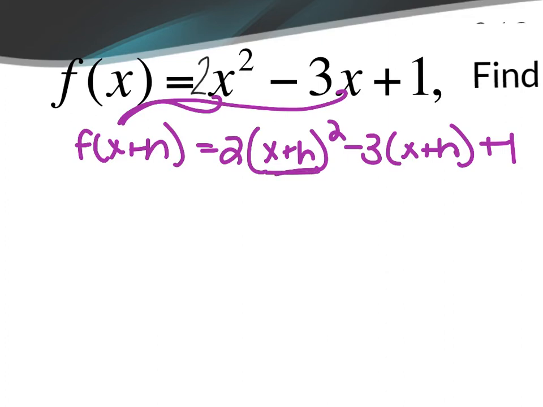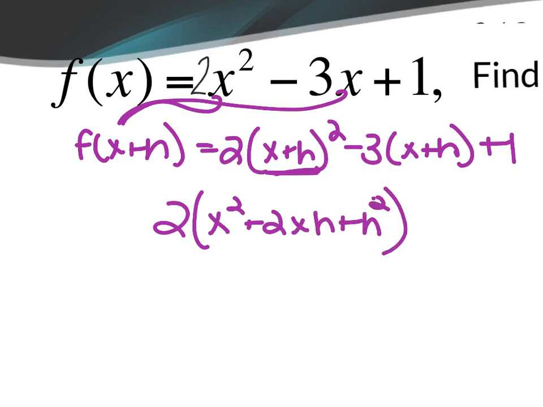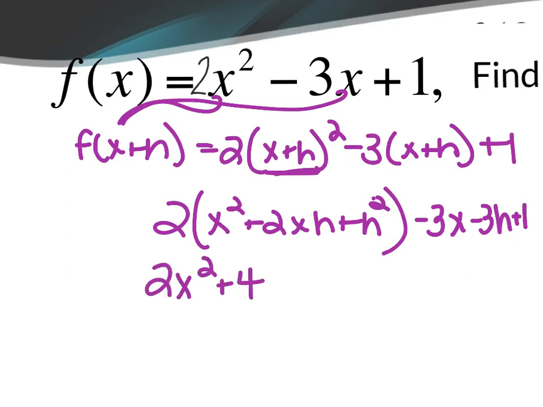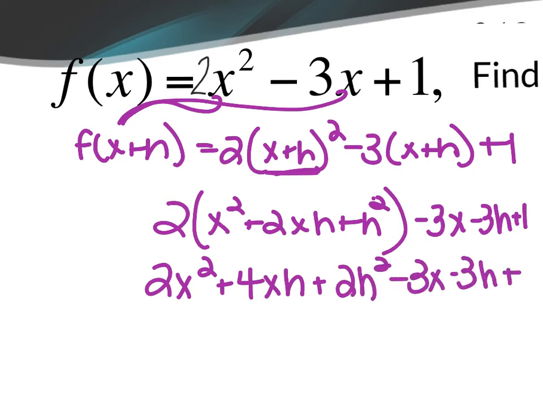We're going to do this part a lot. So if you want to memorize that, which is x squared plus 2xh plus h squared, it'll save you some time. Distribute the -3, so -3x minus 3h, and then plus 1. Distribute the 2 in, 2x squared plus 4xh plus 2h squared minus 3x minus 3h plus 1.